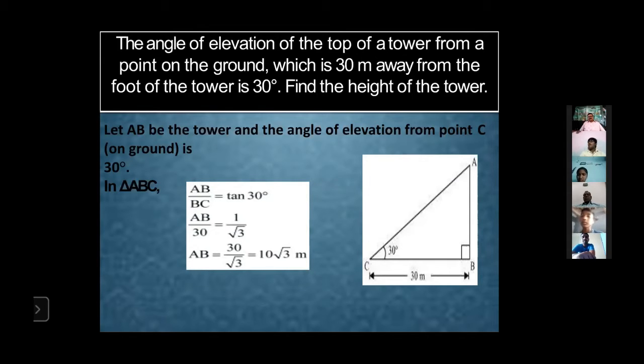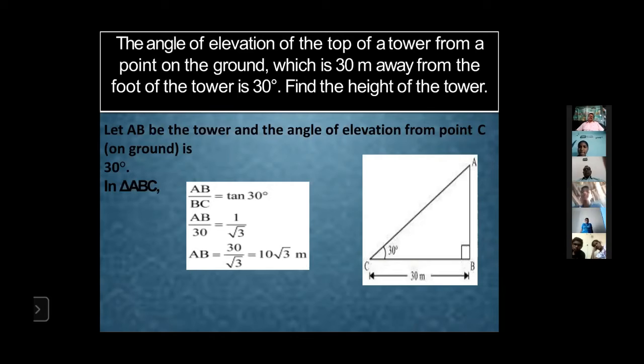Here, what is the opposite side? AB. Adjacent side? BC. So tan 30 is equal to AB by BC. We don't have any value of AB, so we write it as it is. AB by BC is equal to the given length, 30 meters. So AB by 30 is equal to, what is tan 30? 1 by root 3.